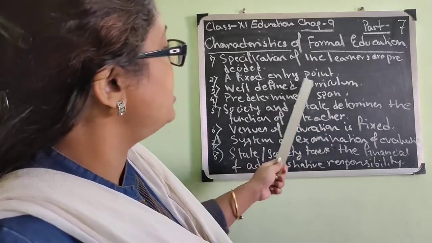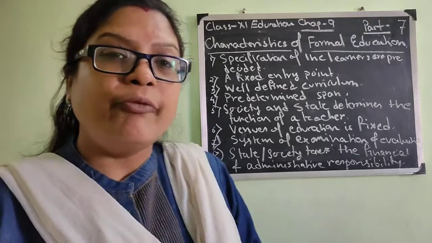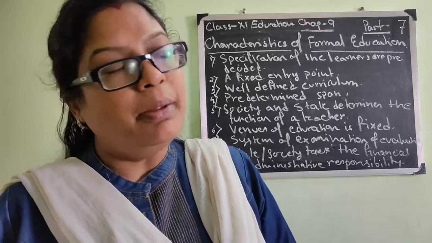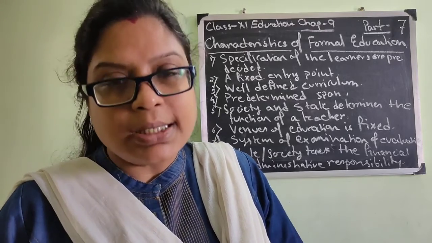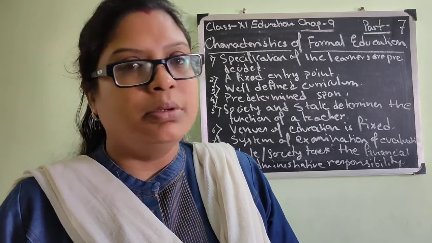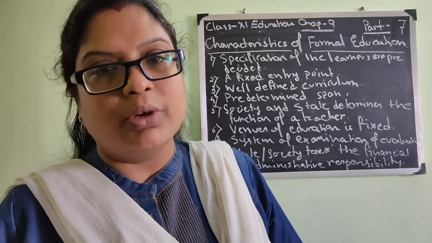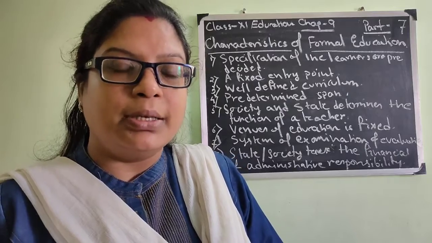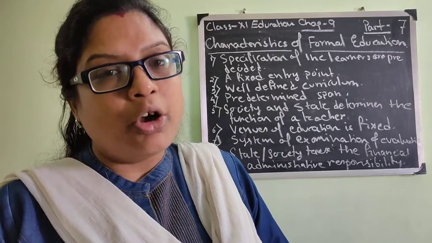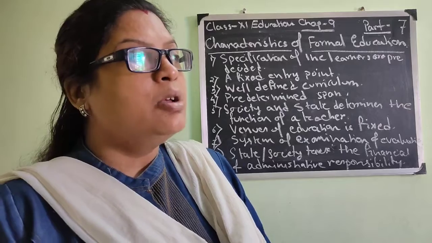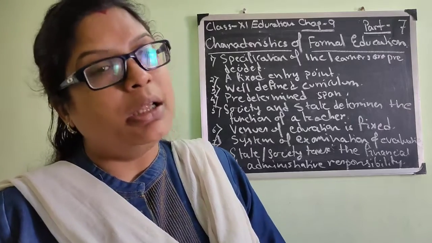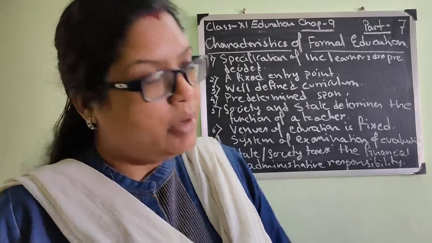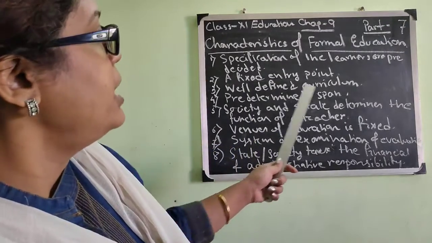Number two, a fixed entry point. At 2.5 years of age, the child will enter the nursery level, or just the basic level of education, isn't it? Where the education will start right from the beginning, right from the recognition of the letters. So there is a fixed point of entering for a student, what age they will enter and in which class they will enter.